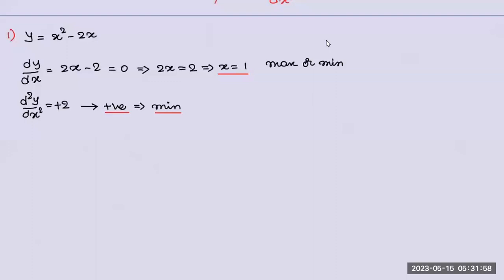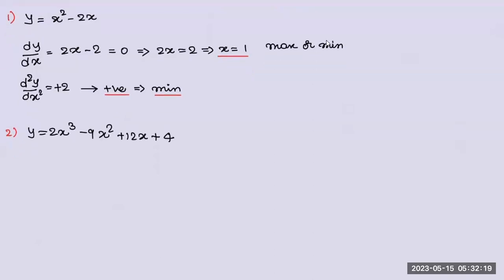Now, that means take the function. Right, question number 2, let us take it. That is y is equal to 2x cube minus 9x square plus 12x plus 4. This is the function, right?